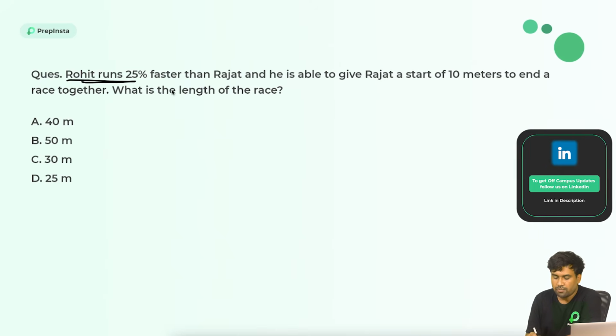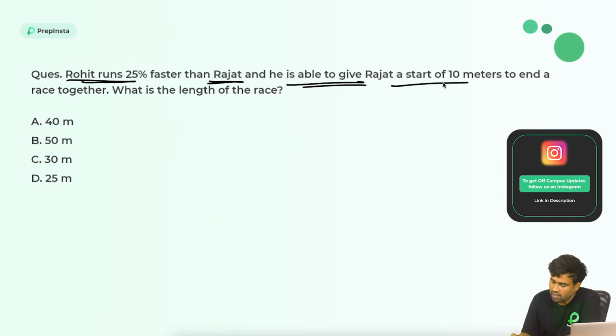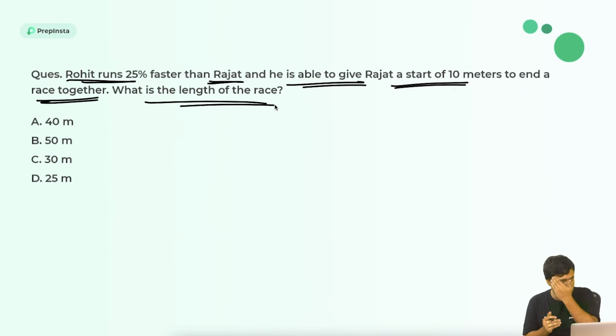Rohit runs 25% faster than Rajat, and he is able to give Rajat a start of 10 meters to end the race together. What will be the length of the race? So whenever you are doing this type of time, speed, distance related problem, if you start using the formula approach, you will take more time.